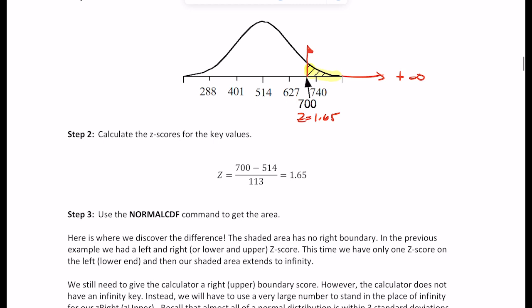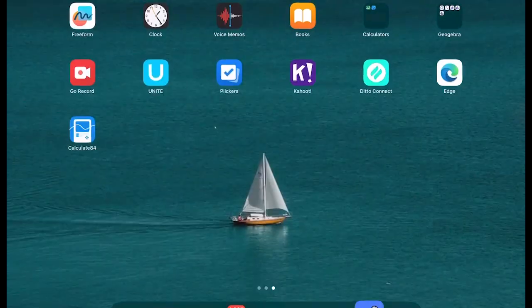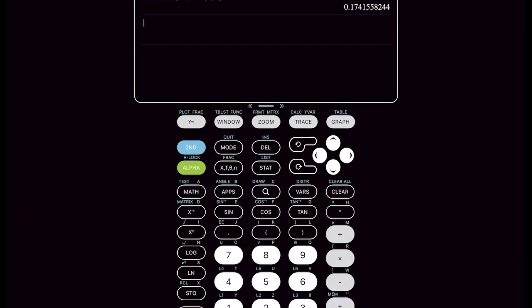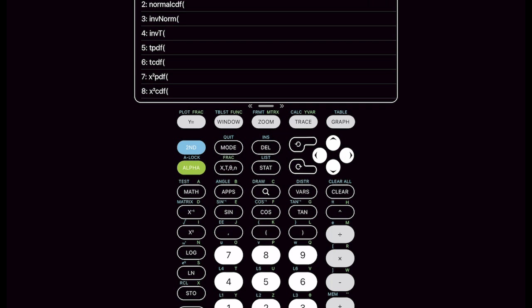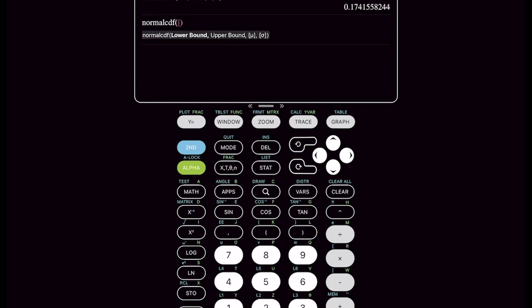So how do I show that on the calculator? I can't put positive infinity, okay? So what I would need to do is same steps, second vars, normal CDF, and I'm gonna choose 1.65 for my lower bound, right? Because that's the left side of the flag. Now there is no upper bound, right? It's infinity. So what do I put?